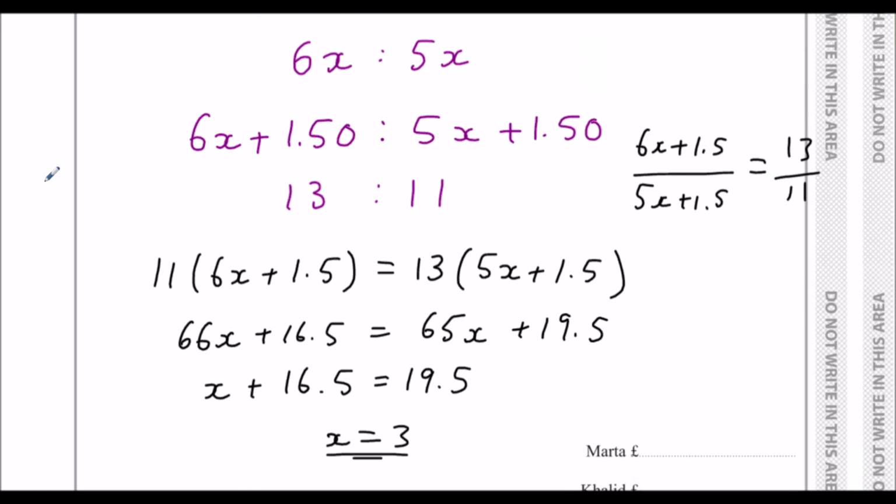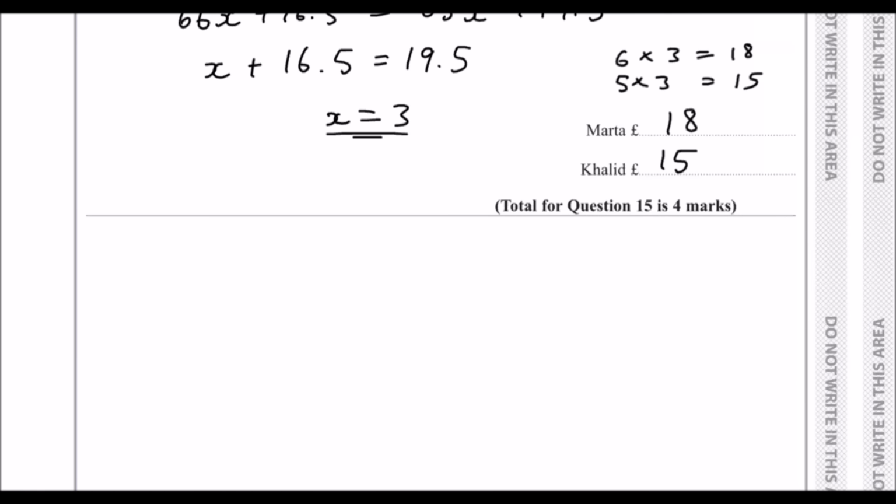So what were the pays? 6 times x, which is 18. And 5 times x, which is 15. So 18 and 15.